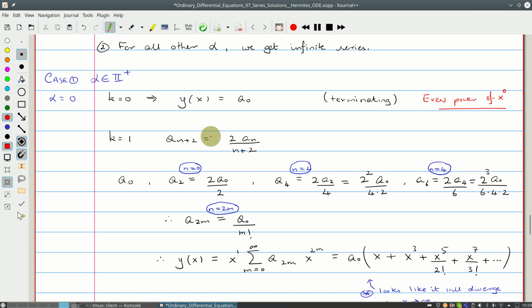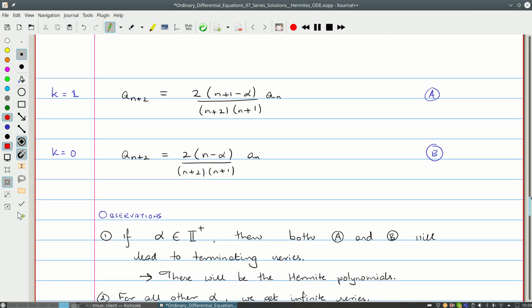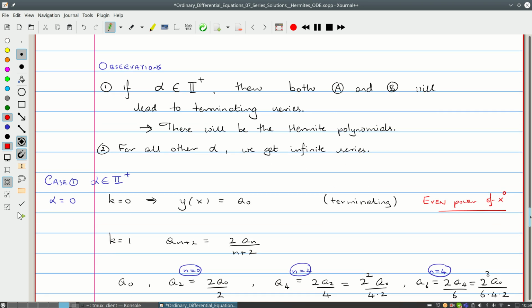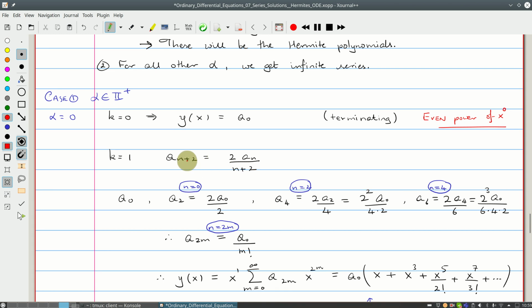Now if k is 1, then we have this recursive relation, sorry, this one here. Now remember, alpha is 0, so we have a 0 here. And then we have a n plus 2 is equal to 2 times n plus 1, but this n plus 1 will cancel with the n plus 1 in the denominator. So a n plus 2 is just 2 a n divided by n plus 2. I've written that down here. So we have a simpler recursive relation: a n plus 2 is equal to 2 times a n divided by n plus 2.